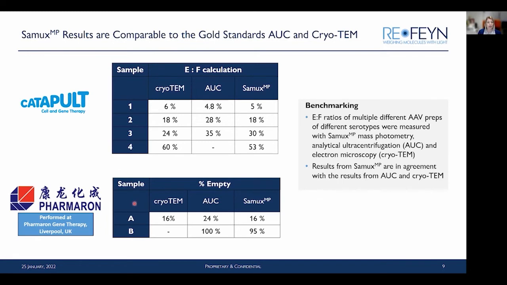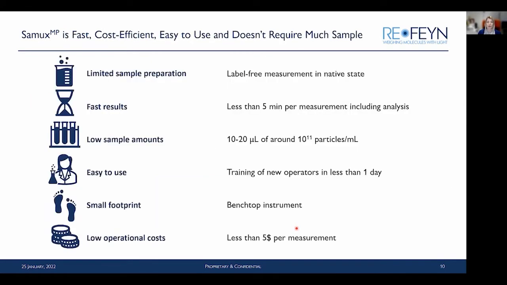Pharmaron, another partner of ours, they also measured the empty-full ratio with cryo-TEM, AUC, and the Samux MP at their plant in Liverpool. Unfortunately, we couldn't get the TEM data for one of the samples, but they had a 16% full sample and a 100% full sample, and have AUC and TEM data on that. And you can see that the Samux MP results, again, nicely agree with what they have measured with the gold standards. So I hope I could show you that the Samux MP reliably measures the empty-full ratio of AAV.